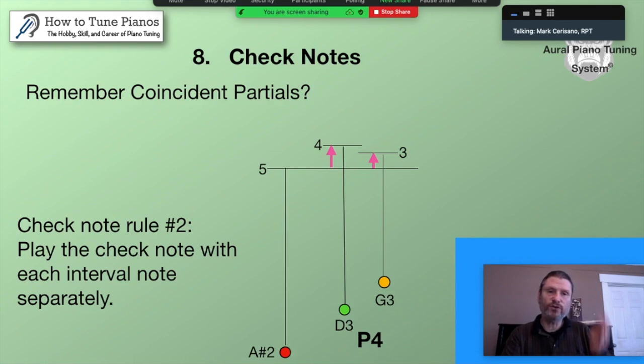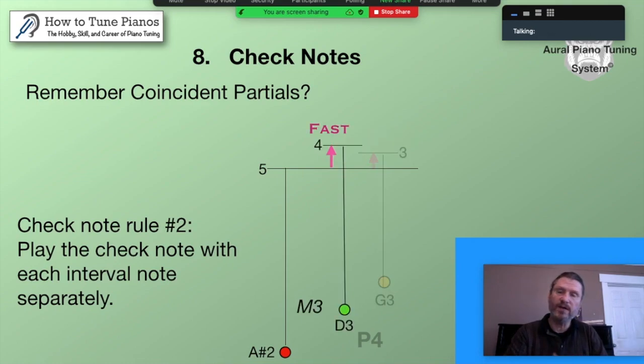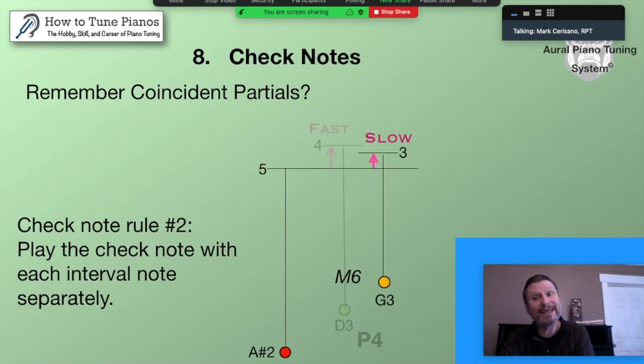Second rule, you play the check note with each interval note separately. Sometimes people get confused and play the interval notes together. No, when you're using a check note, you always play the check note. So in this case, we would play the major third and the major sixth. But you don't even have to know that. You don't even have to know you're playing a major third and a major sixth. All you have to do is play the check note and each interval note alternately, listening to the speed of the beat. So in this case, we might hear a la la la la la, and this could be la la la la la.